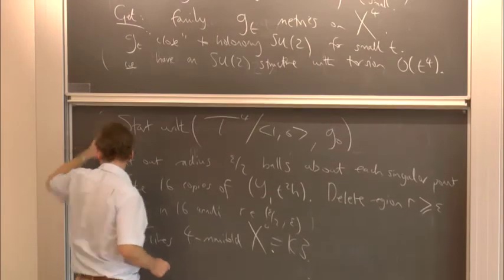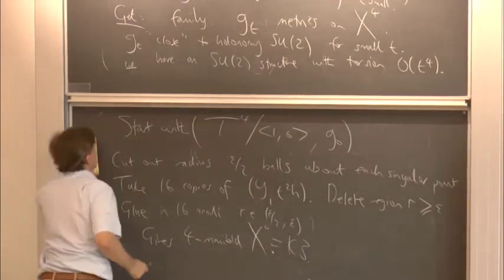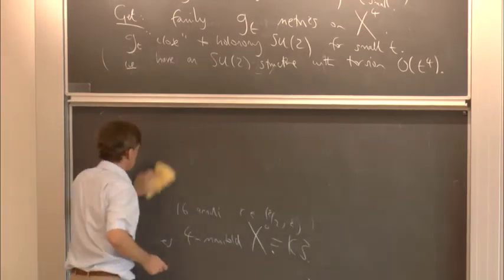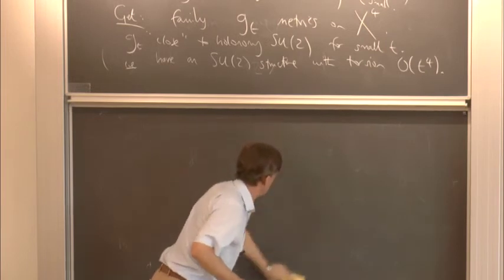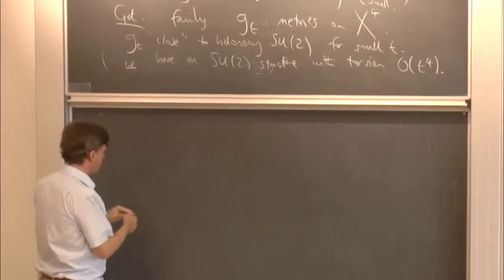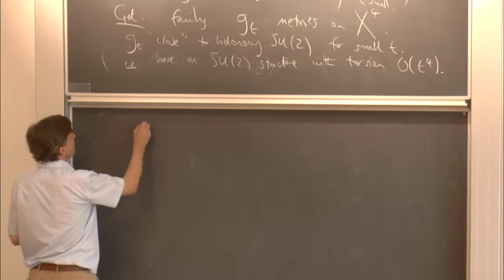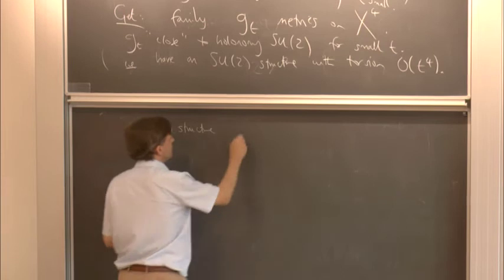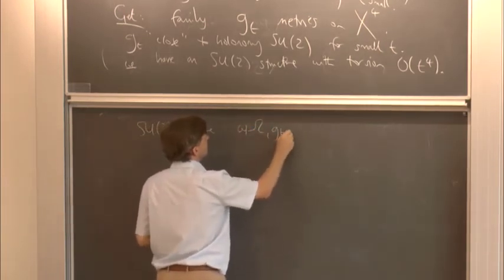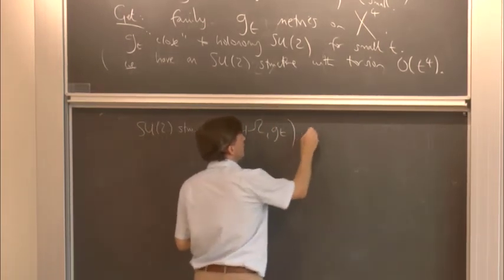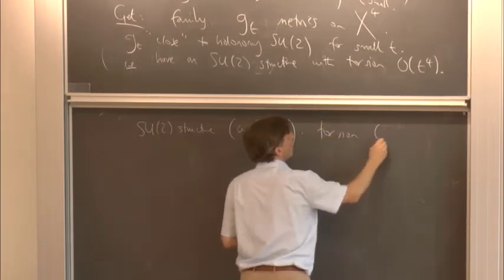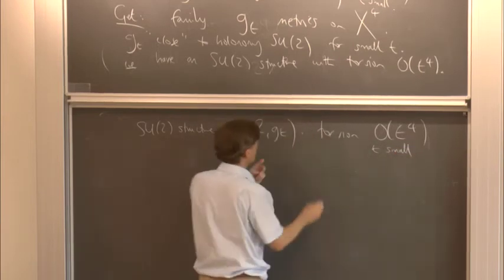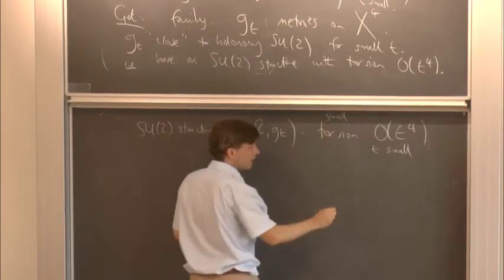So then you show, okay, so with gt, where you have the SU2 structure, well, let's write it as little omega, big omega, gt or whatever, has a torsion order of t to the fourth for t small. So we have small torsion. So that's good.